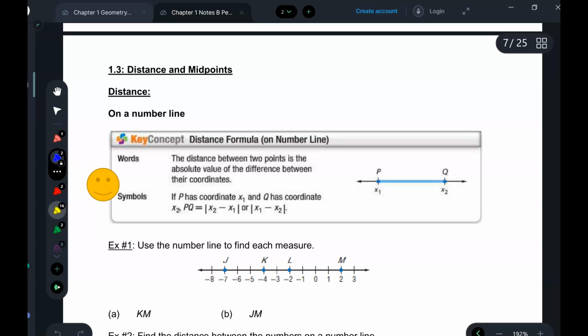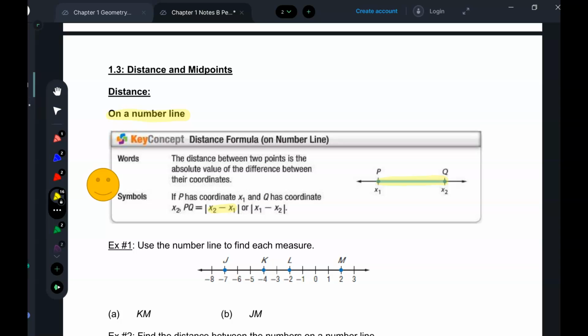Okay, so let's talk about distance on a number line. When we're looking at how long a segment is, we are going to subtract the two coordinates, and I put them in absolute value. Why is it an absolute value?